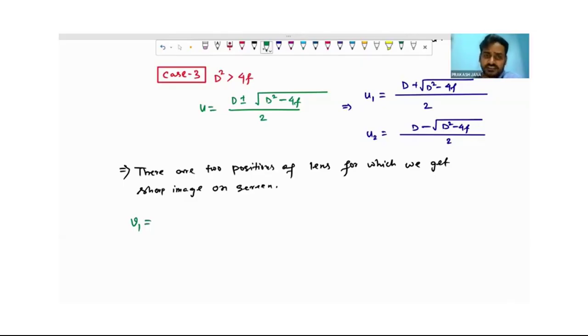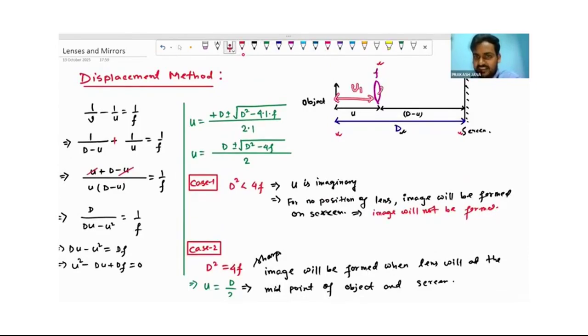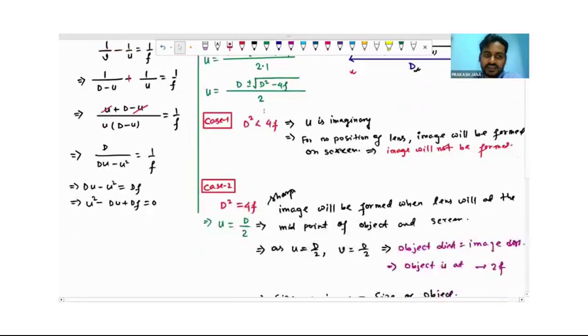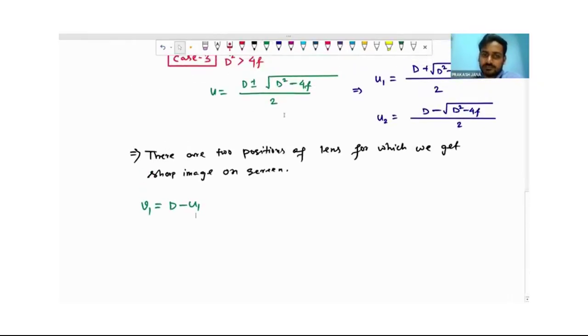So v1 is what? Come to the diagram. This one is u1. Then this one will be nothing but d minus u1, as the total distance is d. So the image distance v1 is equal to d minus u1. What is u1? We will put it here: it is d plus root of d squared minus 4f, all by 2.